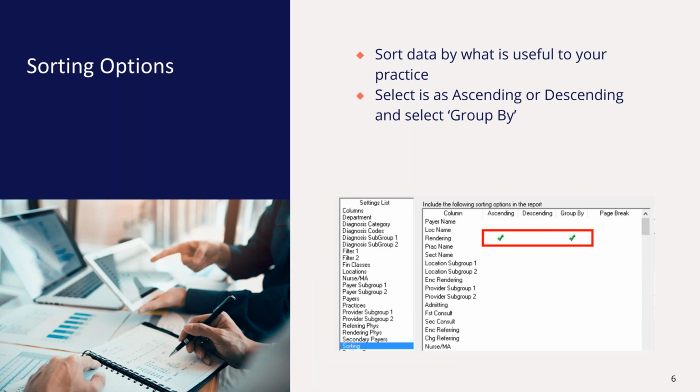Sorting options is another important report setting. Whatever data is beneficial to your practice is what you should sort your report by. If you want to see provider productivity, you can sort by rendering provider. For location productivity, you can sort by location name. Some reports can provide you with user productivity or data by payer. It is also important to select the group by option. This will help by giving you overall totals for whatever it is you choose to sort by.